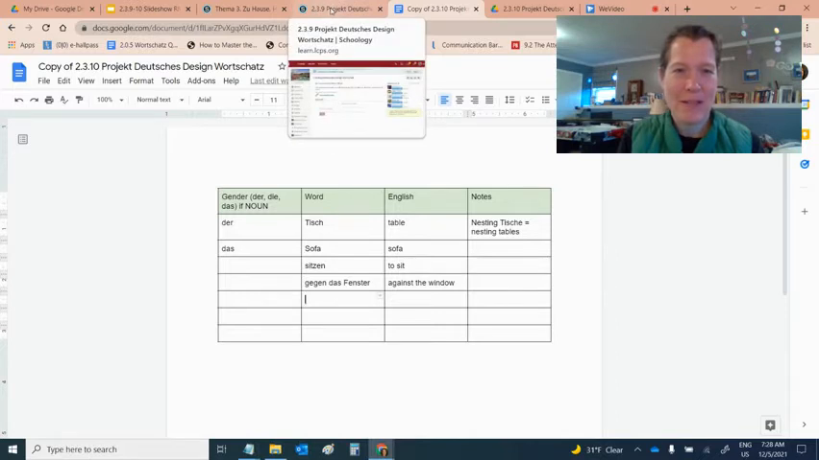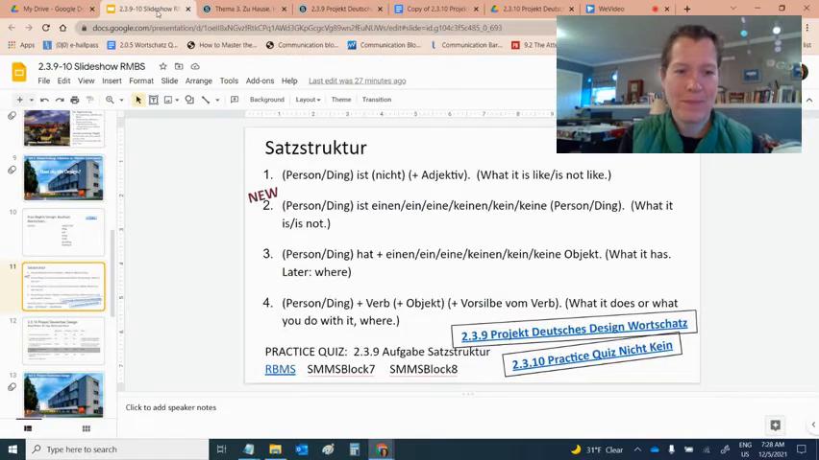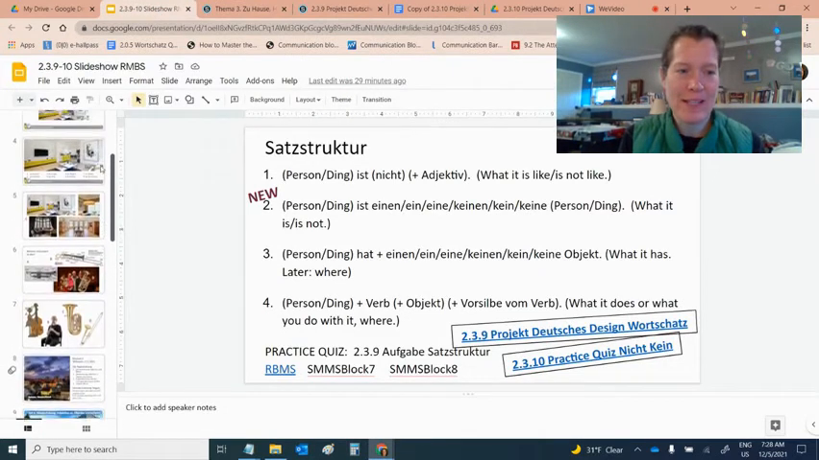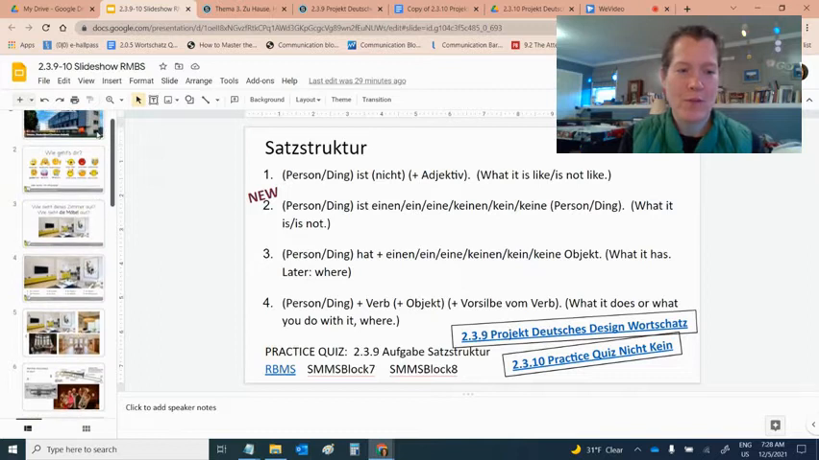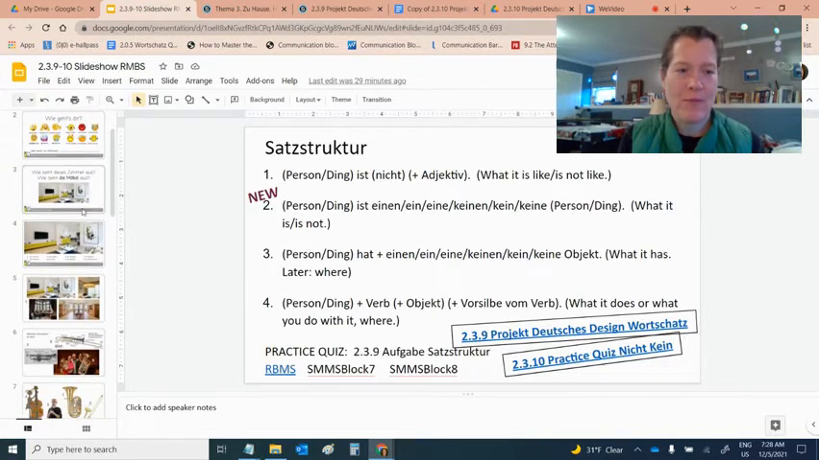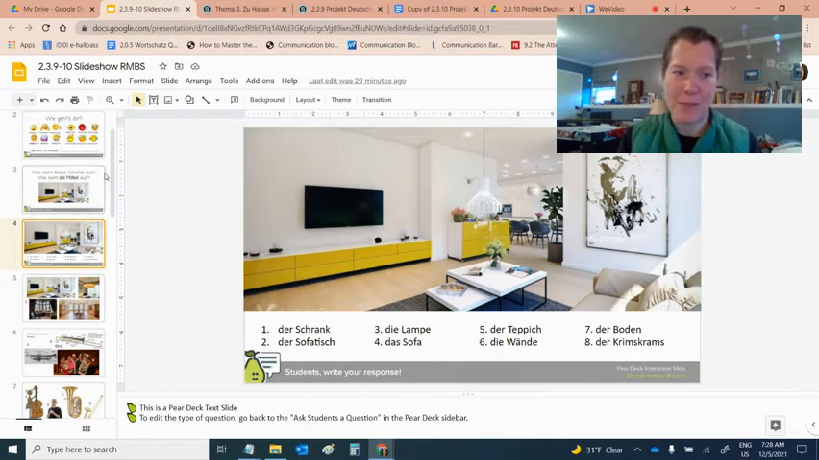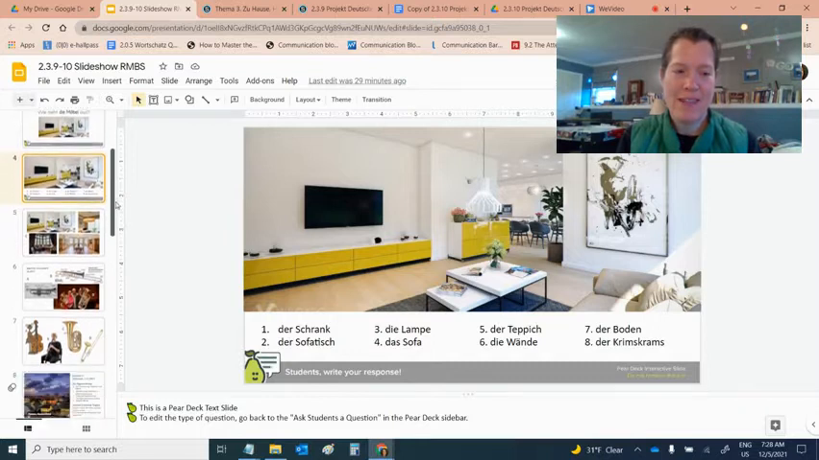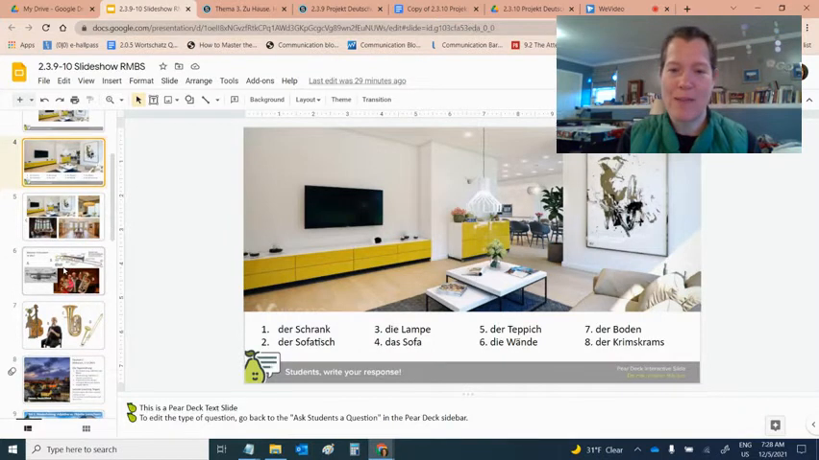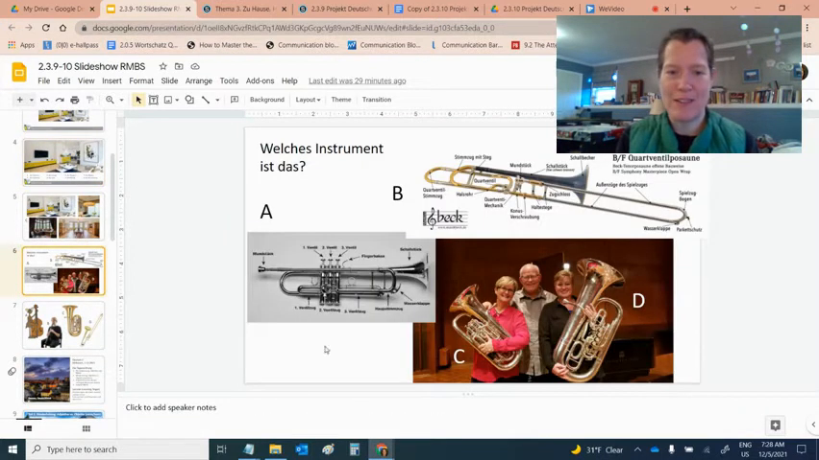All right, so let me go back to the slideshow. I did this now as an example for two things. We've worked with this already a little bit. I did the Bauhaus Wohnzimmer. That's going to be one thing that I explain to you, I'm going to describe. And then I'm going to do an instrument because we have a few instruments out there and I thought, yeah, that'd be fun. Okay, welches Instrument ist das?